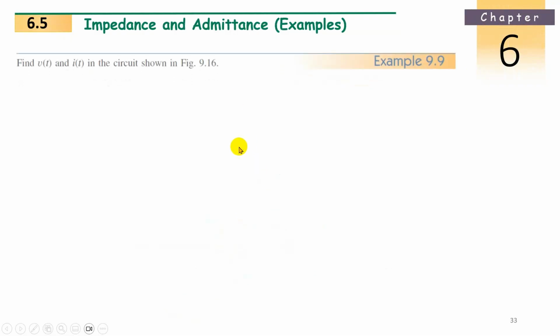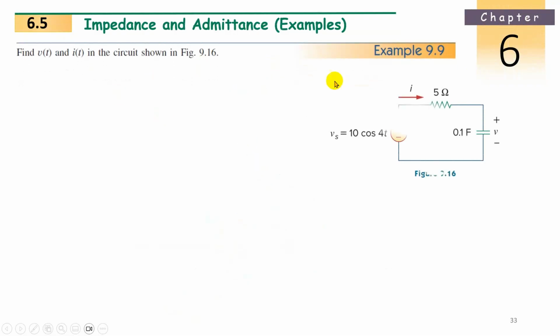Now coming to the example problem, then we'll finish our chapter 6. Find v(t) and i(t) in the circuit. We need the voltage and current for the circuit in the figure, in the capacitor. What is the voltage and what is the current? Already given: source voltage 10 cos 4t, resistance 5 ohms, and capacitance 0.1 farads. From the voltage source 10 cos 4t, omega is 4, directly we can say.